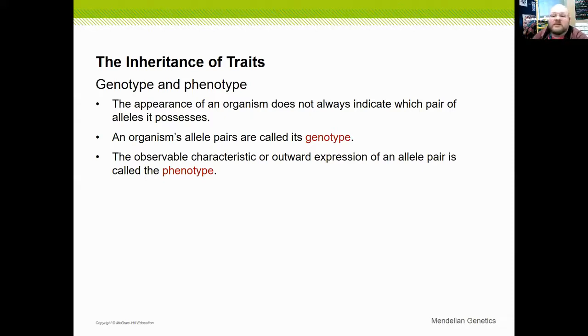So when we go back to those seed pea plants, they used Y for yellow. So big Y would be the genotype, and yellow would be the phenotype. The observable trait is the phenotype. So the genotype is the genes. So big Y. Phenotype is what you see. So yellow.